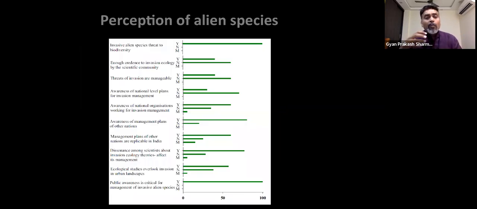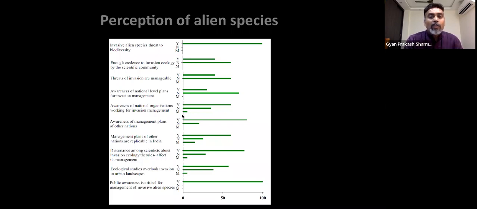Is that how people are perceiving the problem of alien species? This is a survey which we did for alien species, using the information of all the scientists working on invasive species in our country. Majority of them were covered, and we found that invasive alien species is a threat to biodiversity. Everybody said yes. But awareness of the management plan of other nations, everybody said yes. Right? Management plans of other nations are replicable in India, everybody said yes. And then the most important thing which comes in here is the dissonance among scientists about invasion ecology theories affects its management. So everybody said yes.